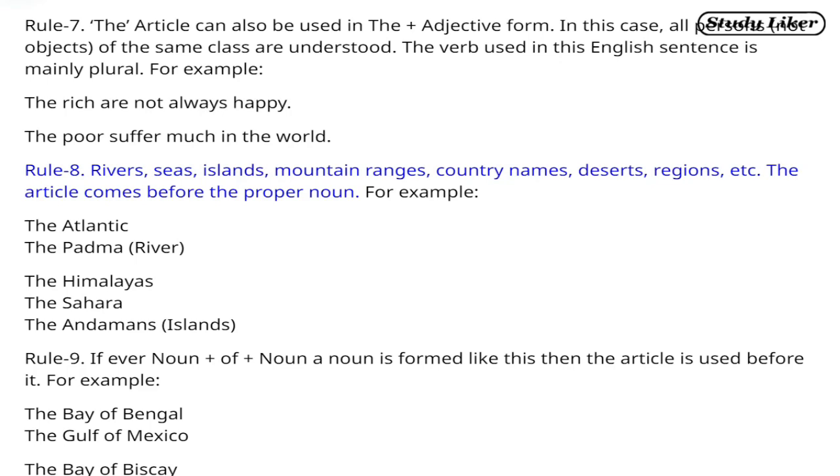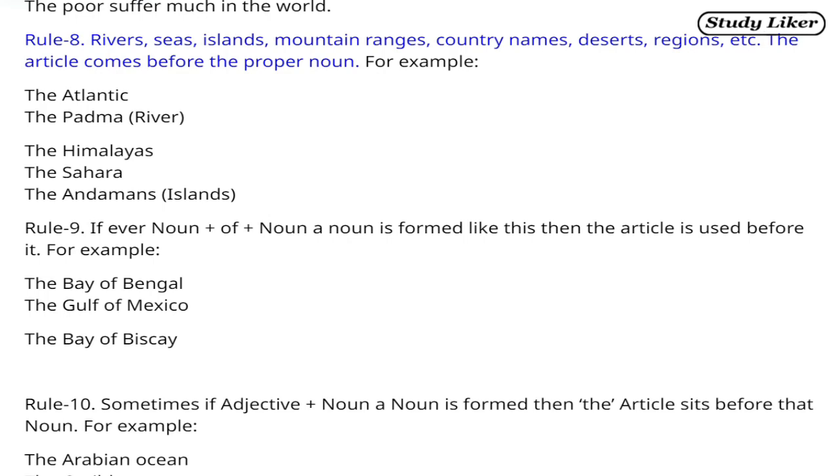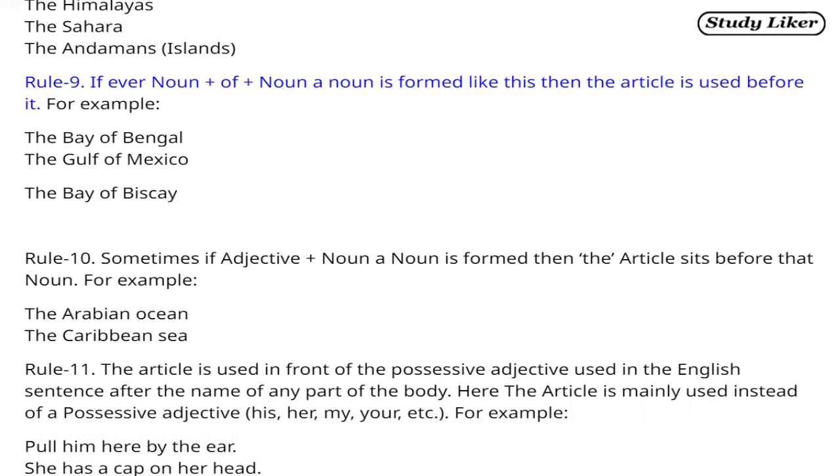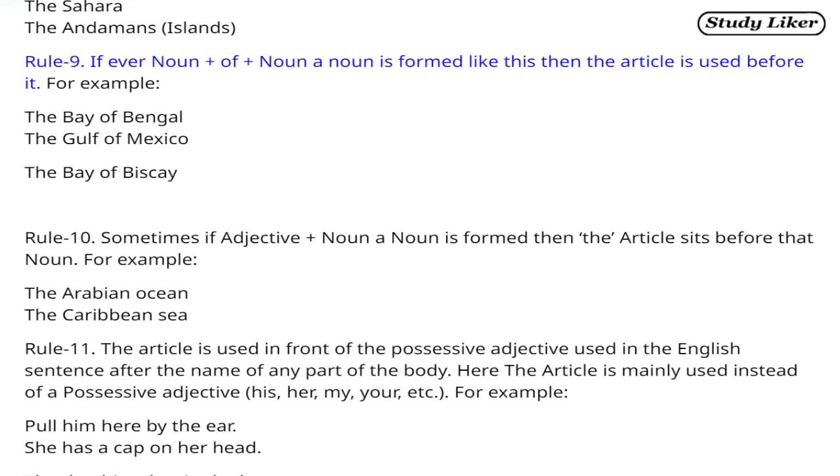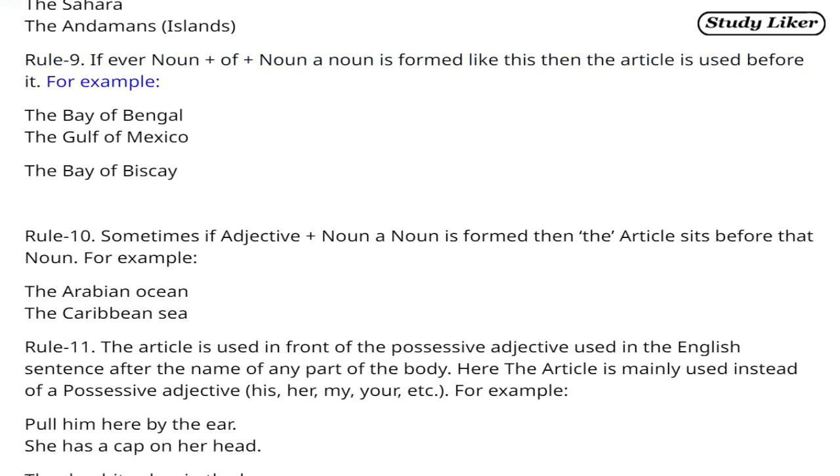Rule 8. Rivers, seas, islands, mountain ranges, country names, deserts, regions, etc. The article comes before the proper noun. For example, the Atlantic, the Padma River, the Himalayas, the Sahara, the Andamans Islands. Rule 9. If a noun is formed like noun plus of plus noun, then the article is used before it. For example, the Bay of Bengal, the Gulf of Mexico, the Bay of Biscay.